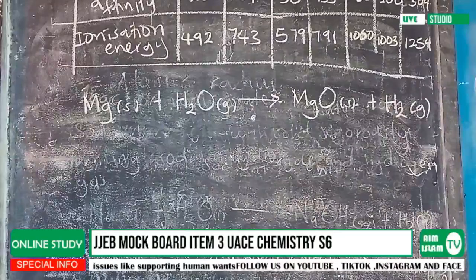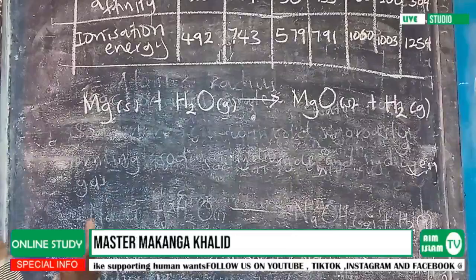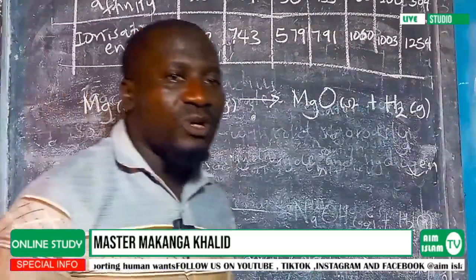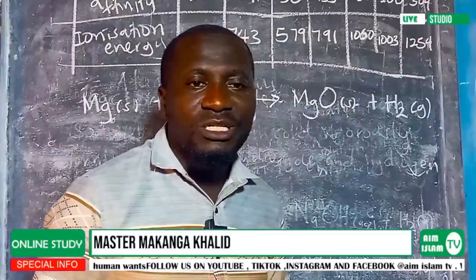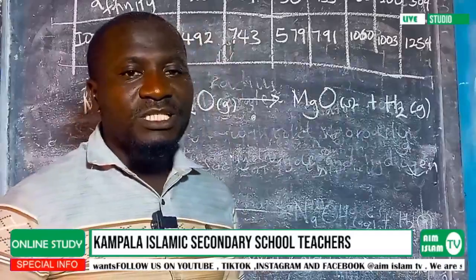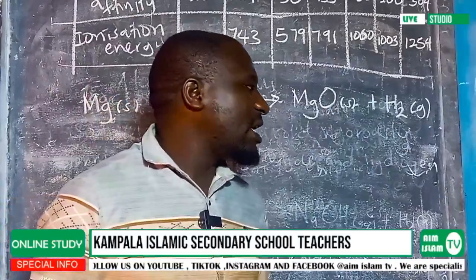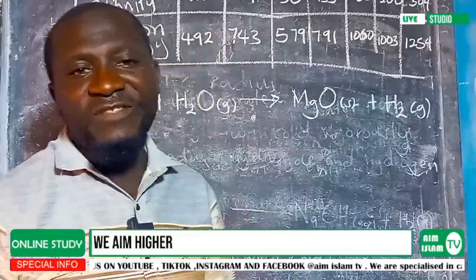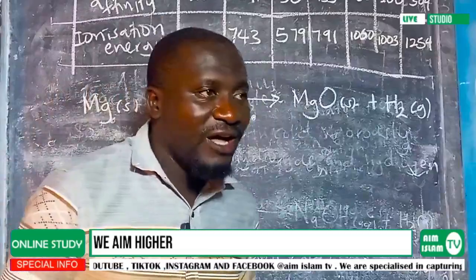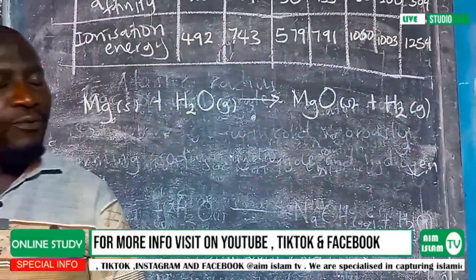Aluminium, how does it react? It does not react with cold water. Why? Because it forms an oxide layer, a protective layer that prevents further reaction. Why does it form a protective layer?